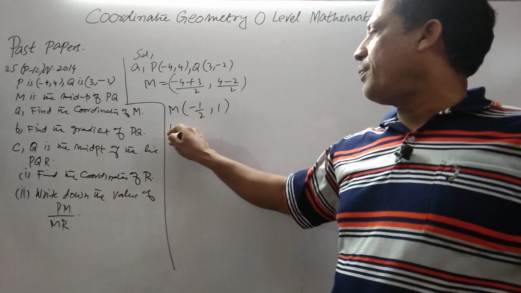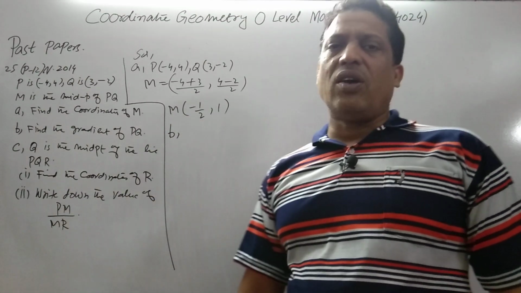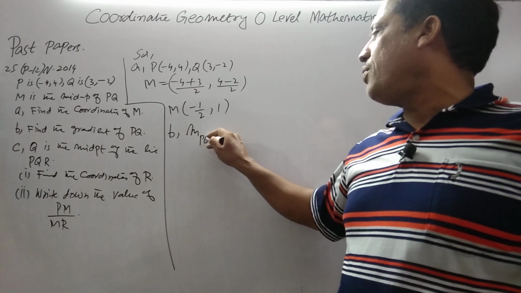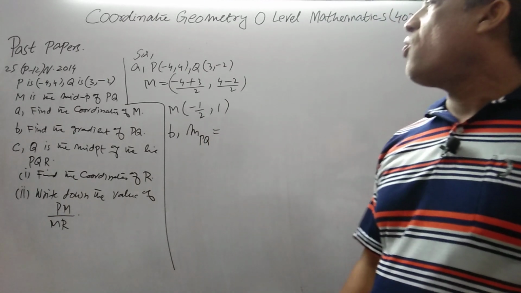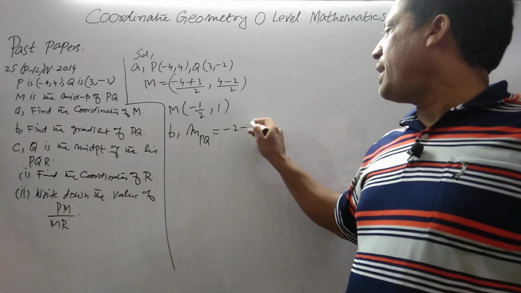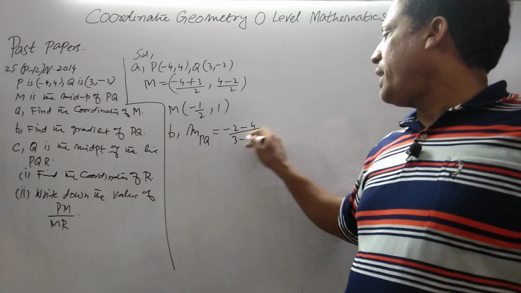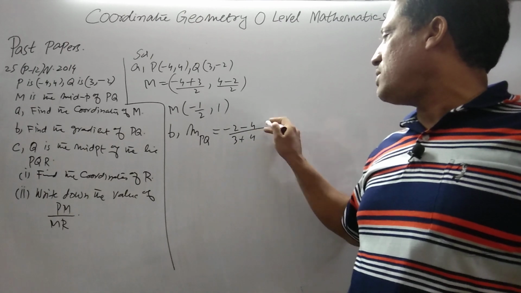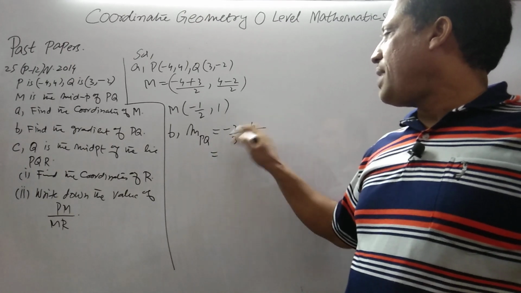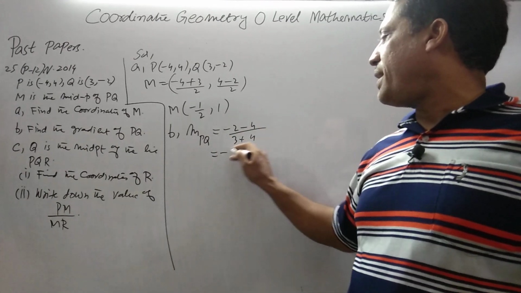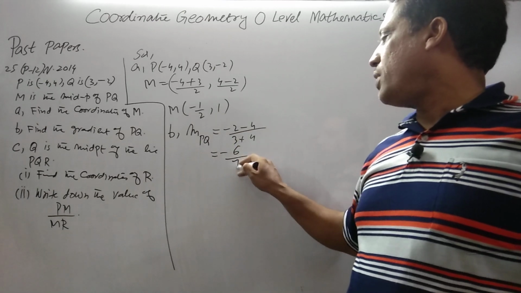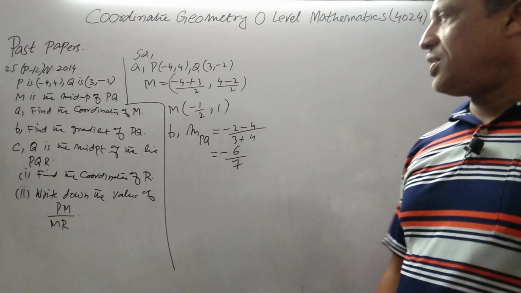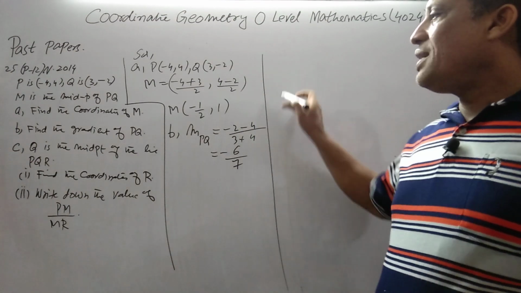Come to part B. Find the gradient of the line PQ. So the gradient m of PQ equals y2 minus y1 over x2 minus x1. X1 is already negative, so minus plus. Minus 4 minus 2 is what? Minus 6. 3 plus 4 is 7. So minus 6 over 7 is the final answer. Now, C.